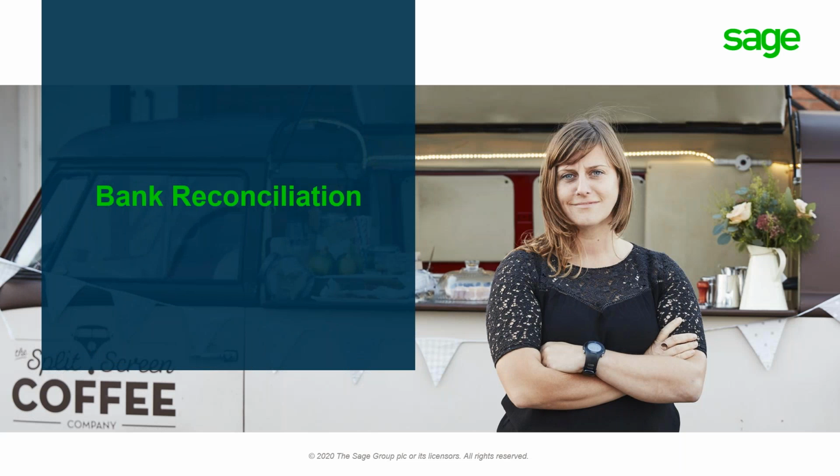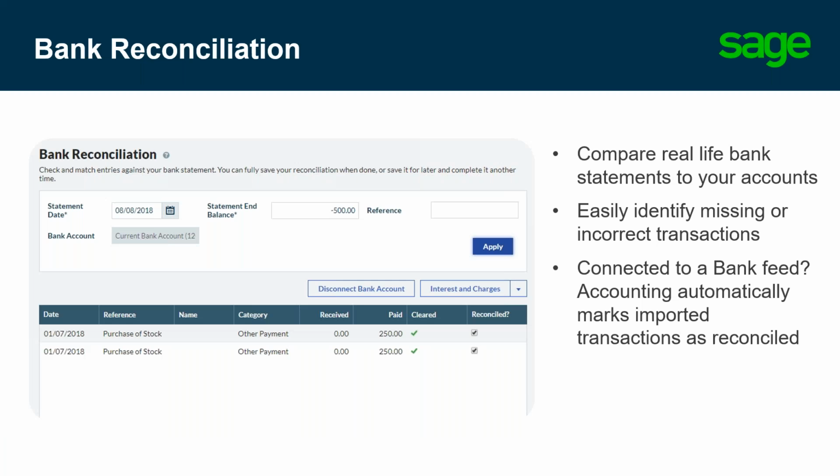Now, if you're using a bank feed, as your transactions are processed, so as they download and you process those incoming bank transactions, they'll automatically be marked as reconciled. But if you choose not to use a bank feed, or maybe you don't have one available, maybe your bank or your credit card isn't supported currently, then you can use the manual reconciliation process.